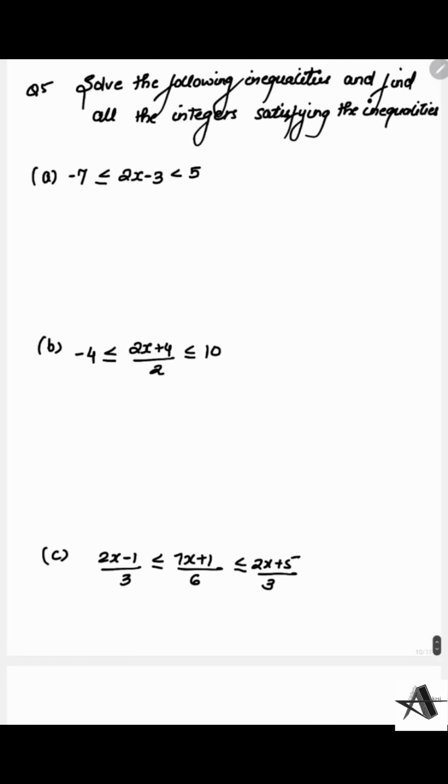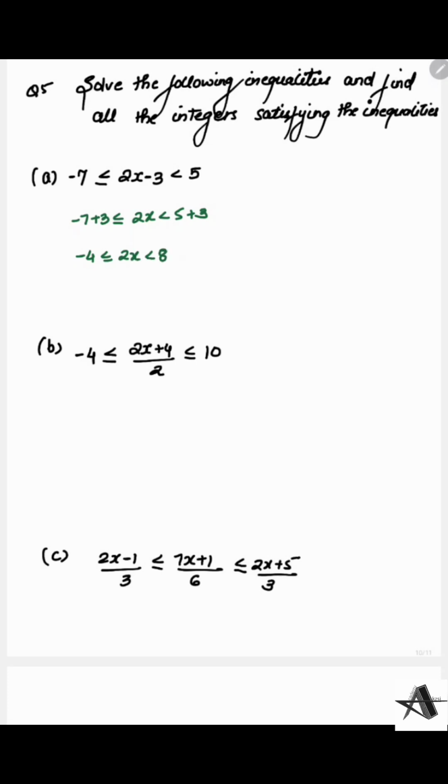See question number 5. It says solve the following inequalities and find all the integers satisfying the inequalities. First I need to isolate x. That means I need to add 3 on all the sides. Minus 7 plus 3 less than or equal to 2x less than 5 plus 3. Now this will be minus 4 less than or equal to 2x less than 8.